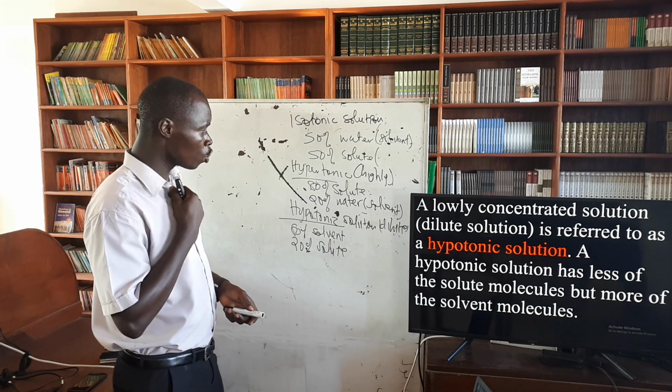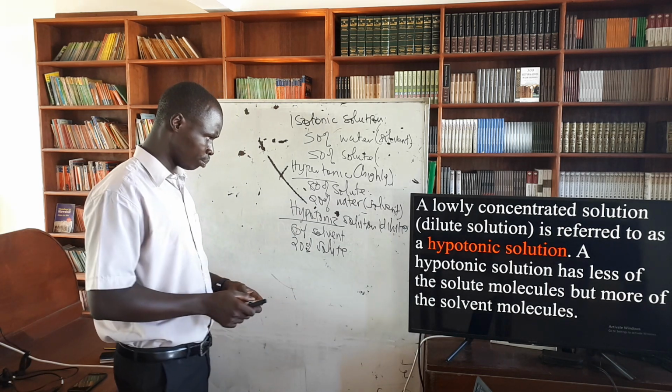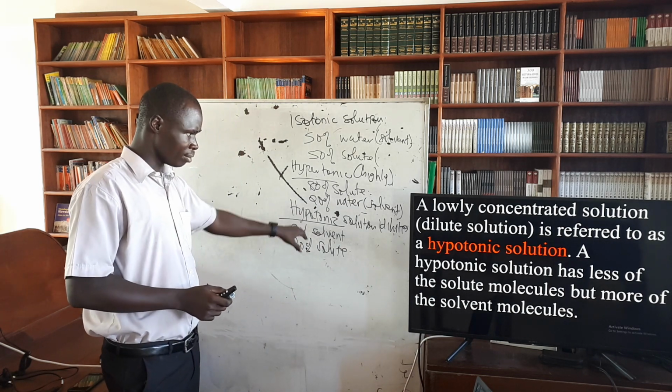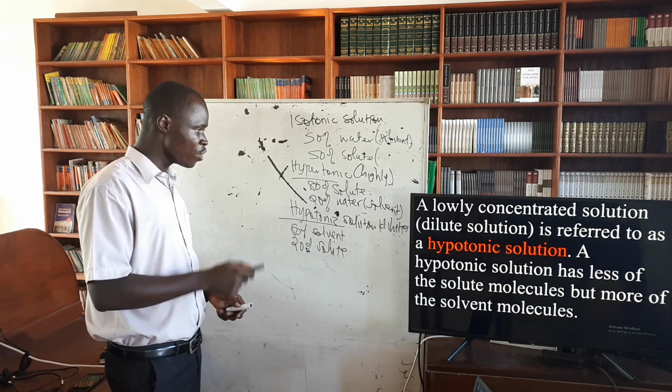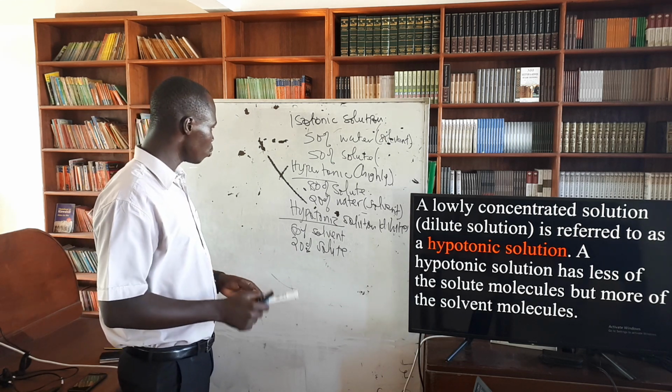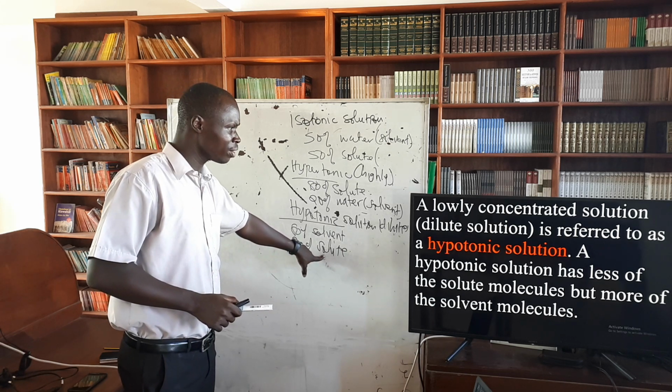Now, a dilute solution is referred to as a hypotonic solution, which is this one here. A hypotonic solution has less of the solute molecules.